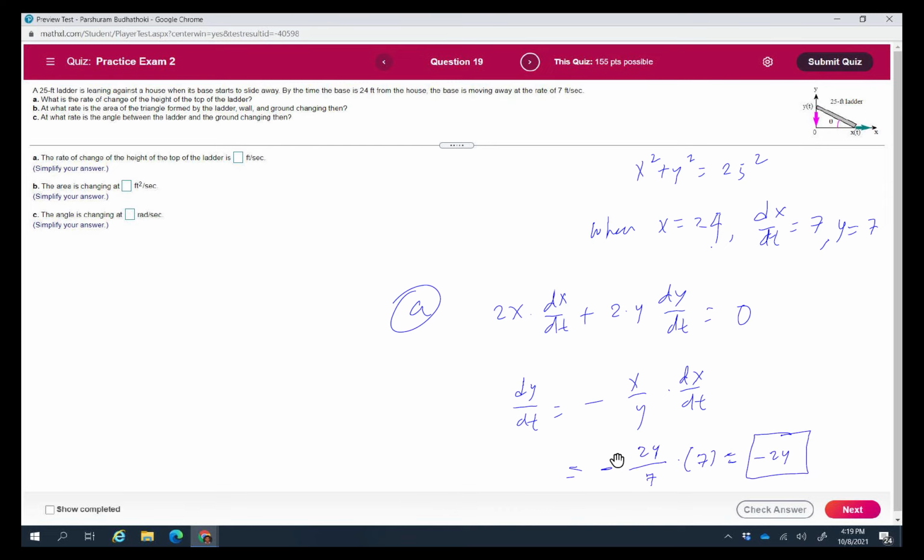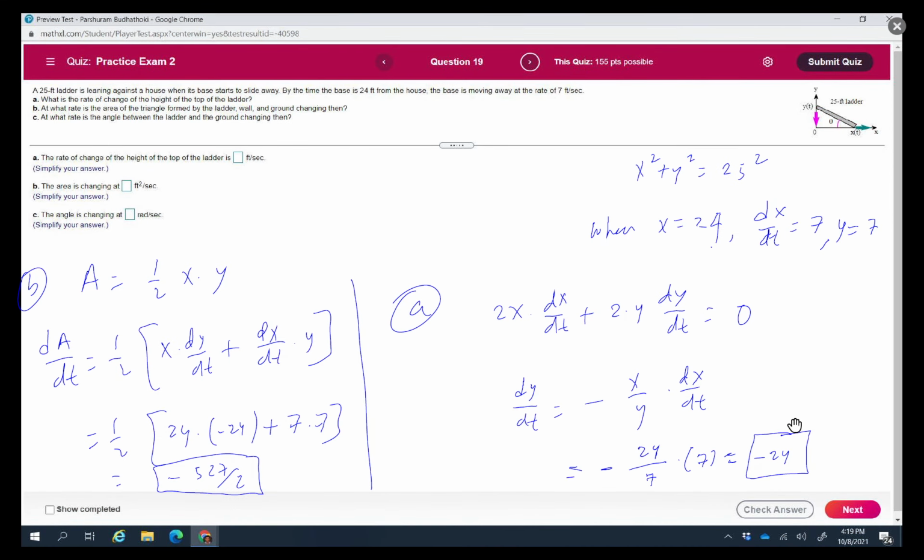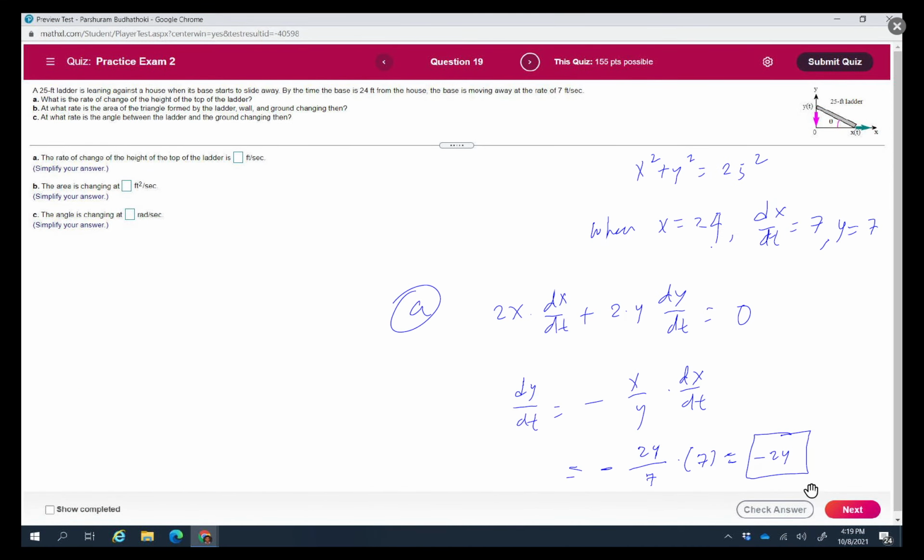So we just need to plug in x, y, and then dx over dt. That will give us negative 24, and that answer goes here: negative 24 feet per second. Remember, this negative means the value of y, which is the height of this ladder, is decreasing. It's going down. That's why this rate is negative here.